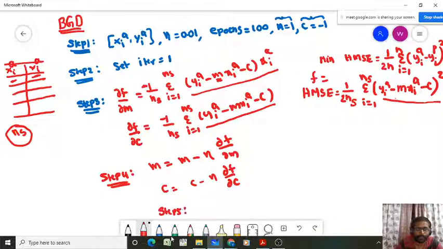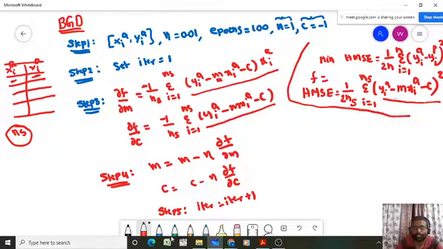That is step 5. In step 5, once the model parameter update is over, what we have to do is increase the iteration count, that is, iter equals iter plus 1. That means you have to increase the iteration count. Right? So now move to step 6. Forget about this one. Now go to step 6.